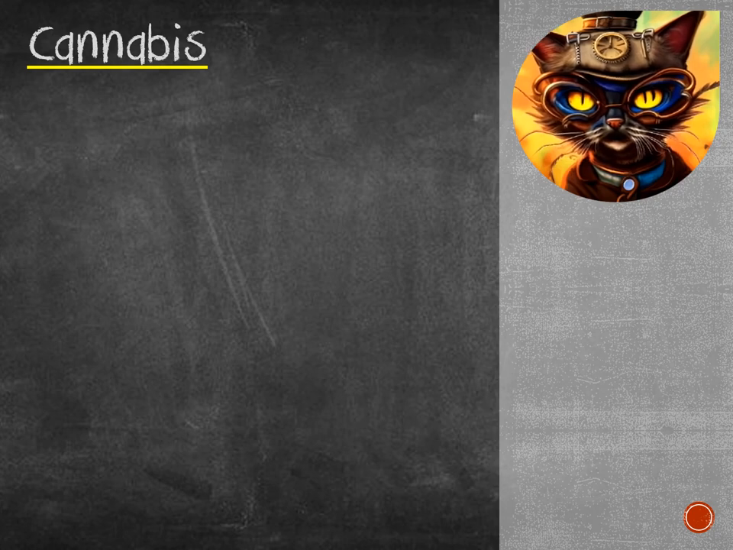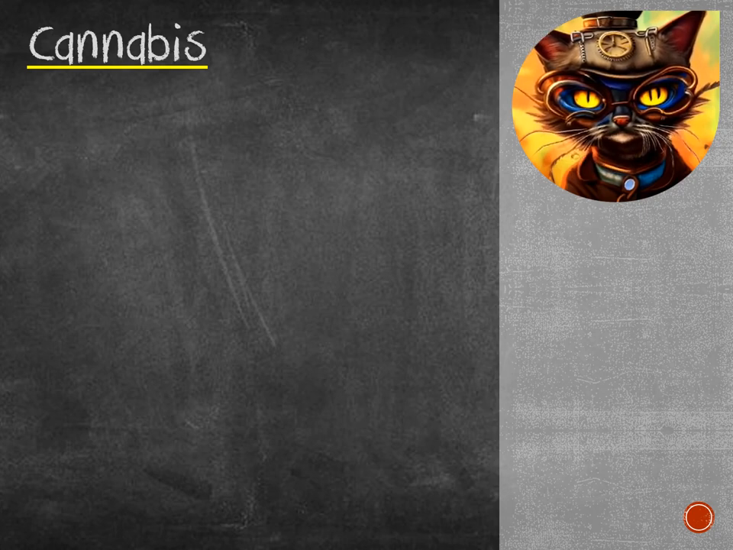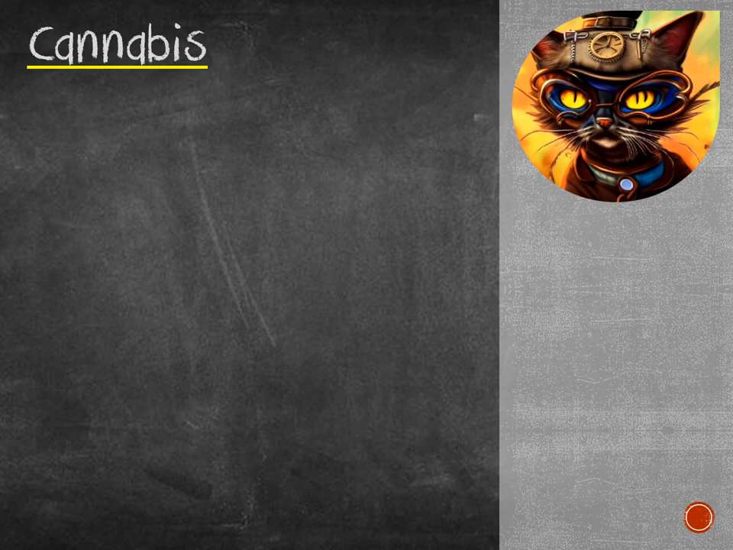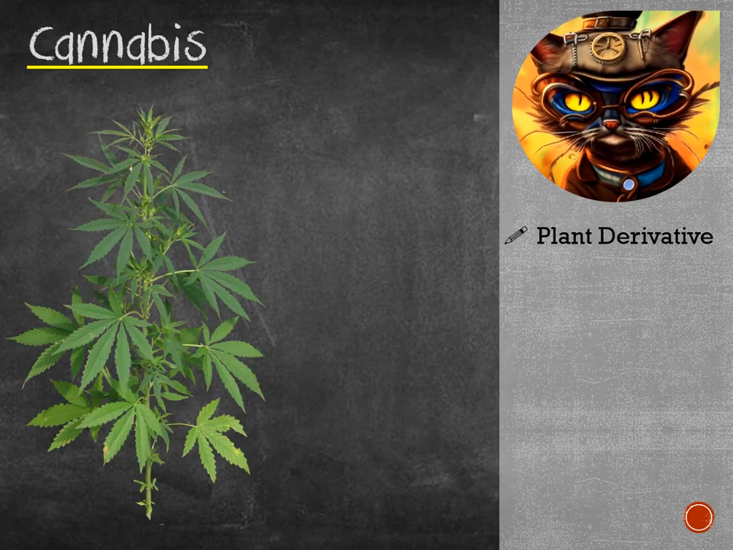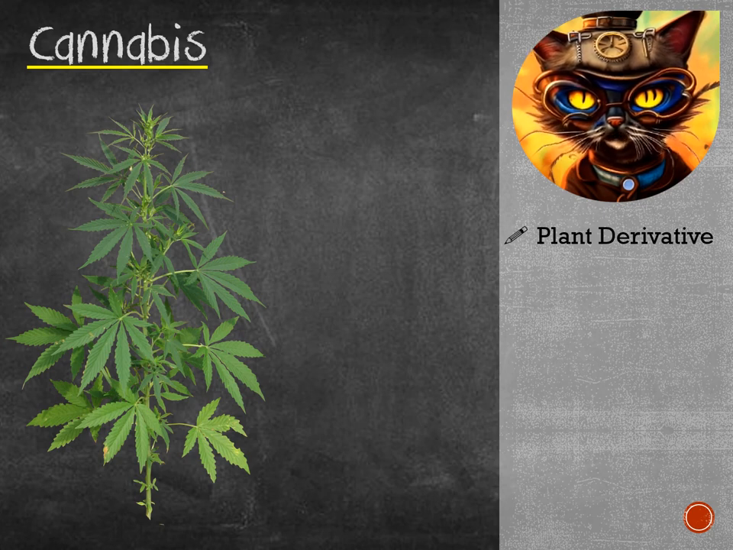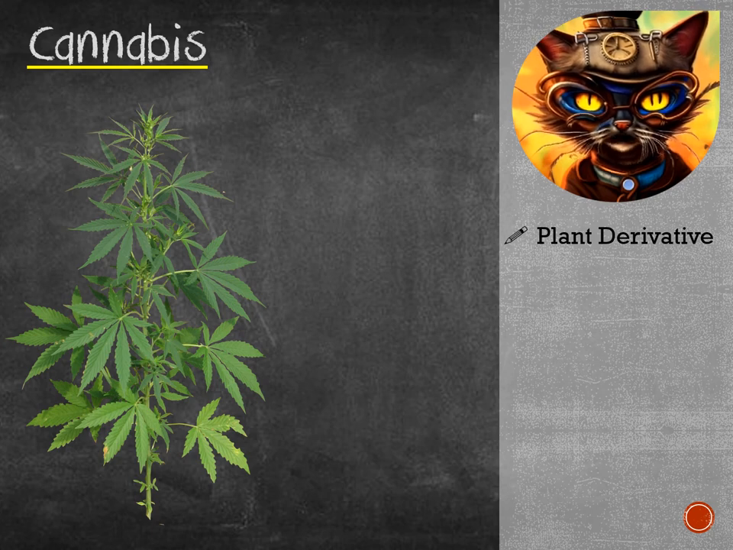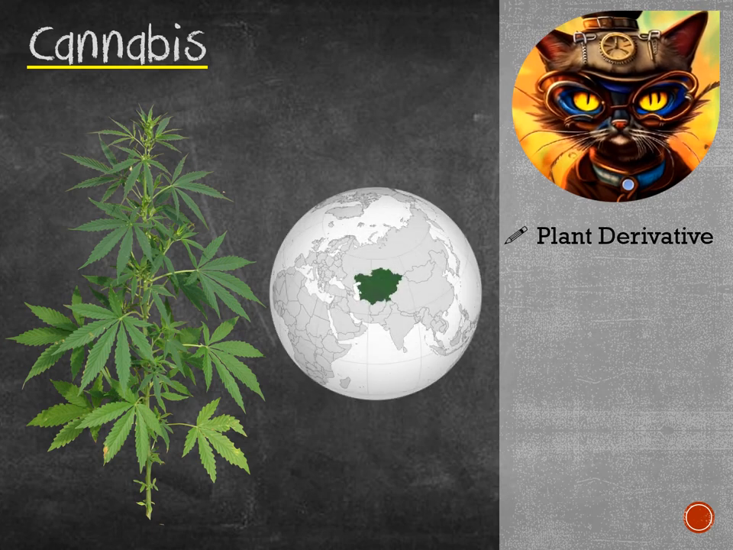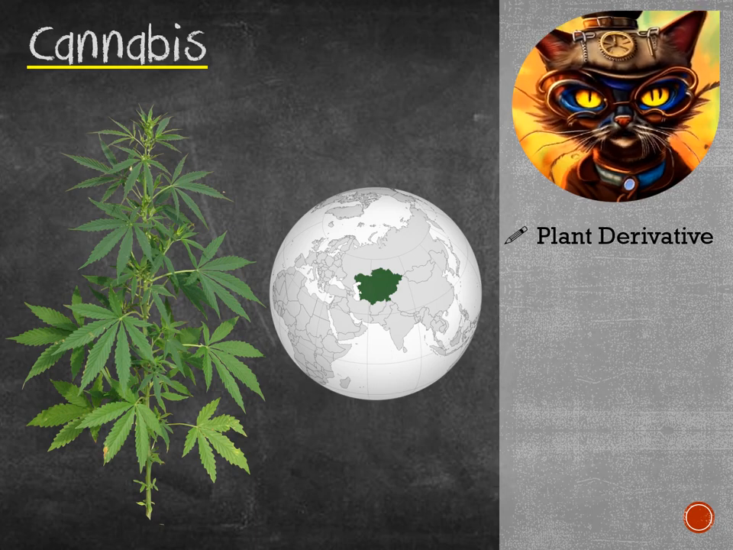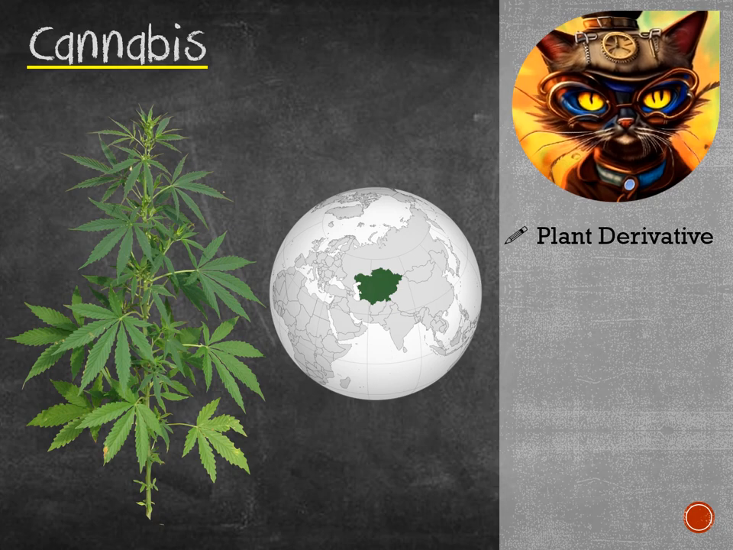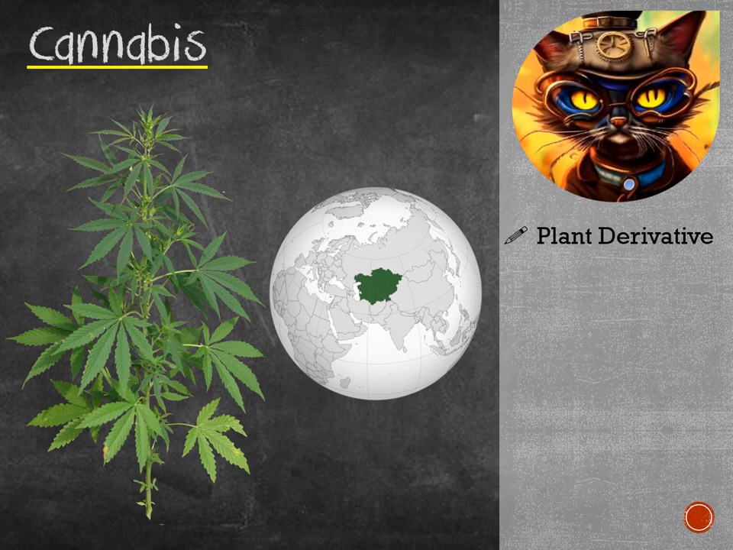Next, we will look at cannabis. Cannabis, also known as marijuana or weed, is a plant that has been used for centuries for various purposes. Scientifically known as cannabis sativa, it is a plant that has a rich history dating back thousands of years. It is believed to have originated in Central Asia, with early records of its use dating as far back as 500 BC in China. Today, cannabis is grown in different parts of the world, adapting to various climates and environments.